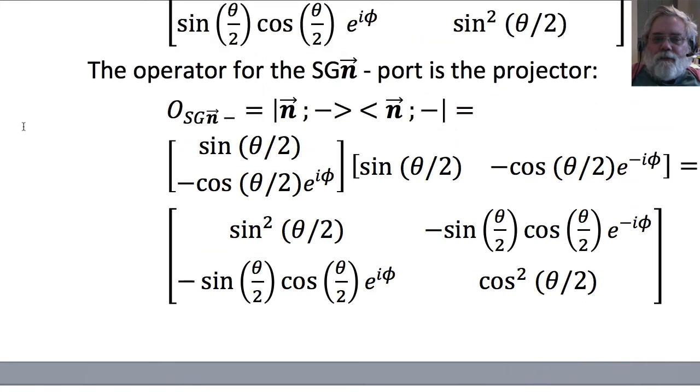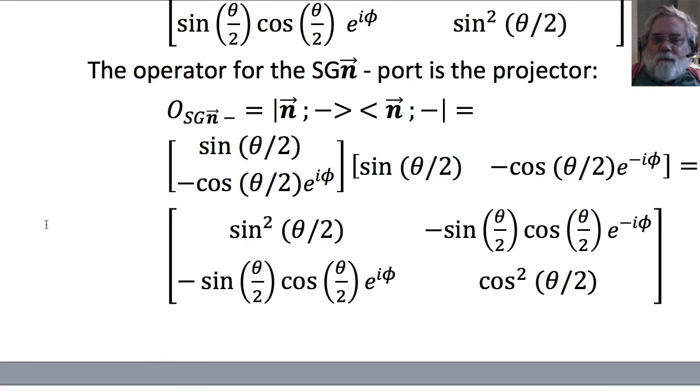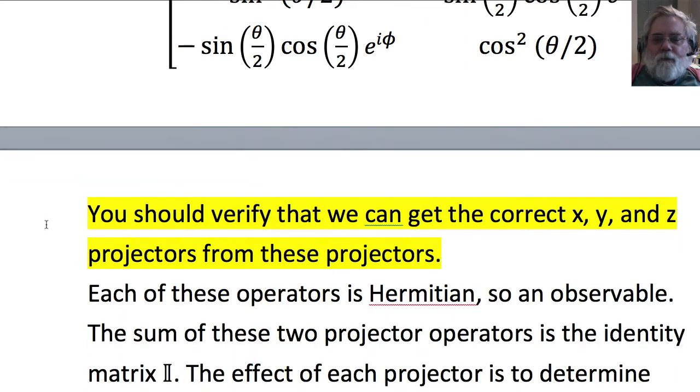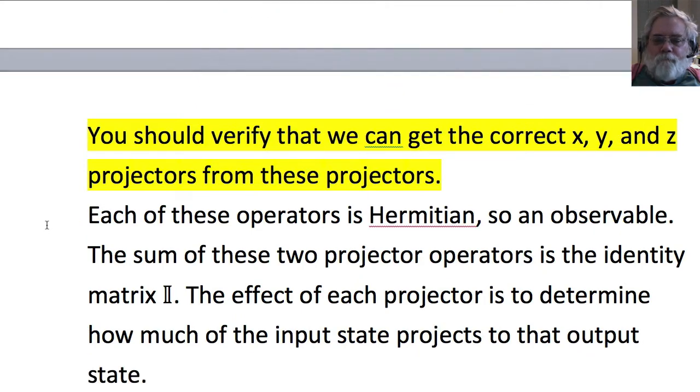Now that we have these, you can plug in appropriate values for theta and phi and find that these exactly will give us the x, y, and z projector operators. You can do that. You probably should do that to be sure you understand. The effect of each projector is to determine how much of the input state projects to that output state.